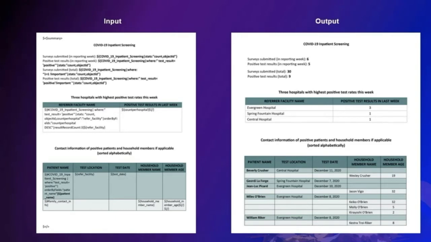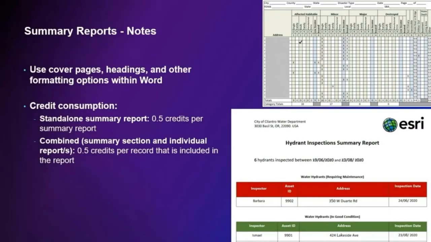Our final summary report shows how you can use different combinations of statistics methods to summarize data sets in various ways to make the information in your report even more accessible. The ability to use cover pages, headings, and other formatting options within Word means that summary report configuration is very flexible and that you can be creative when you build your reports.